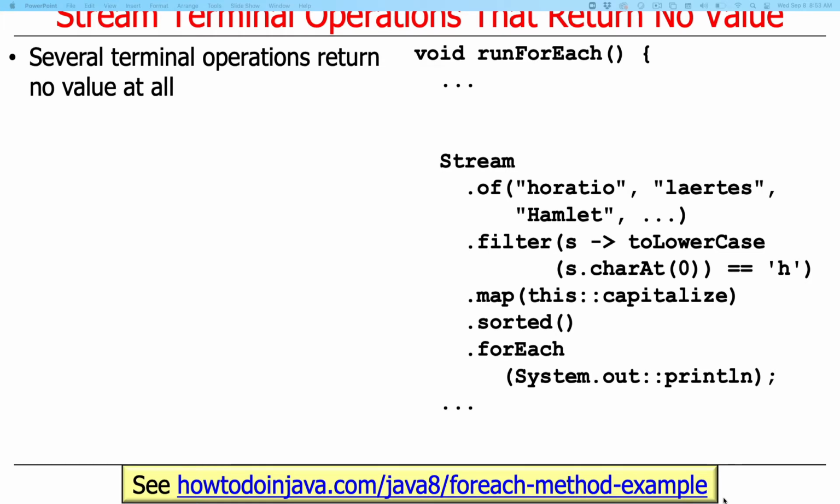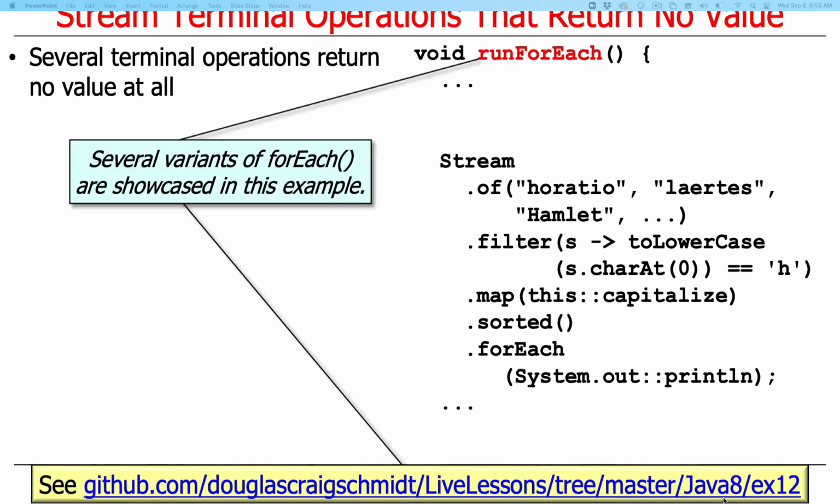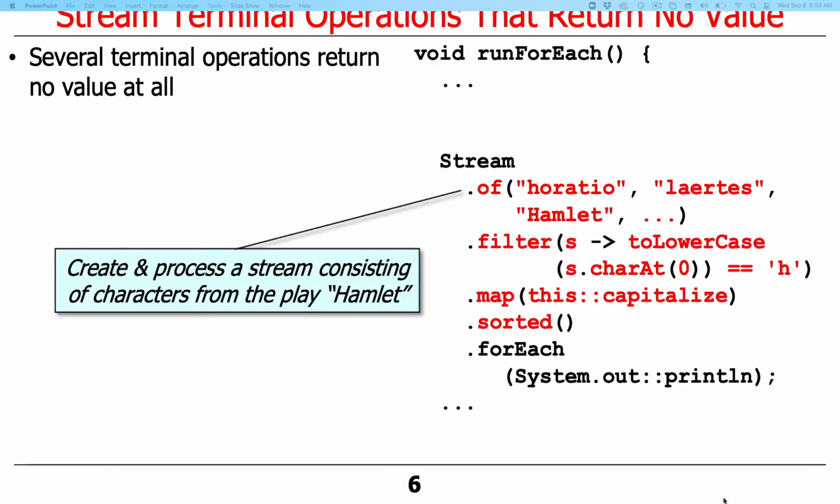So forEach is an example of a terminal operation that does not return any value at all, at least not directly. You can have side effects, however. And if you take a look at the EX12 example in my GitHub repository, you'll see a bunch of example variants of forEach that are showcased here, and they all look kind of like this.